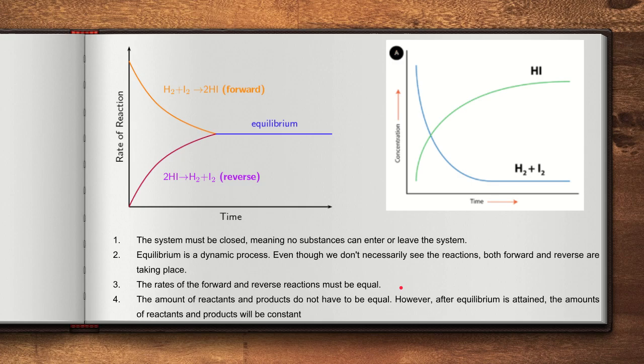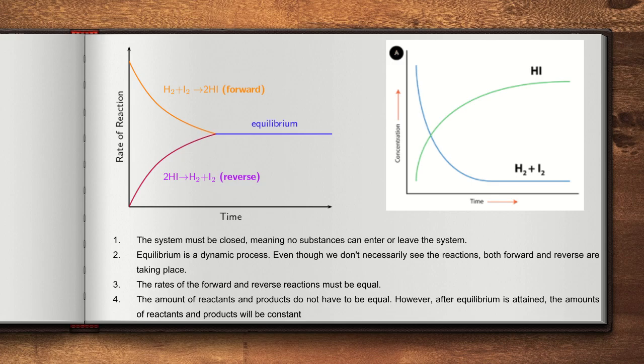There are 4 criteria that we need to fulfill. First of all, the system must be closed. We cannot have it so that we're drawing off the HI. If we were drawing off the HI, then we would be shifting the equilibrium constantly. So if we want equilibrium to be reached, if we want there to be no further net changes, we need to make sure that the system is completely closed. We need to make sure that both the forward reaction and the backward reaction are still progressing.